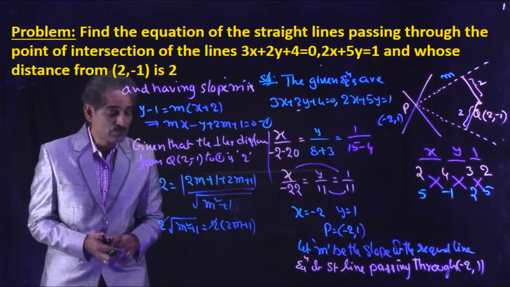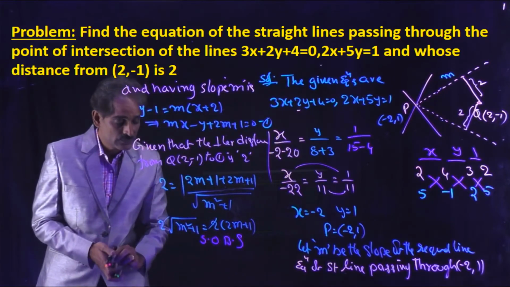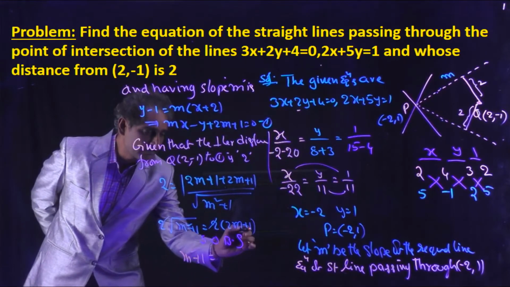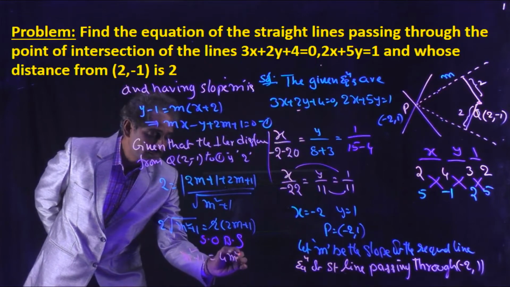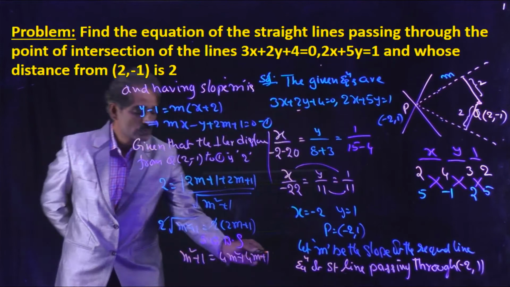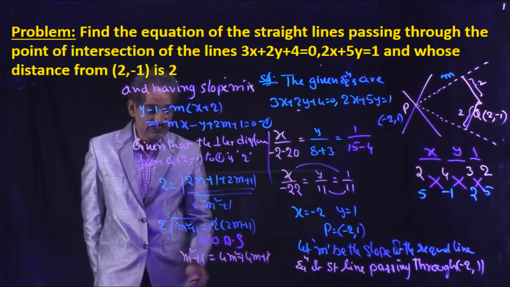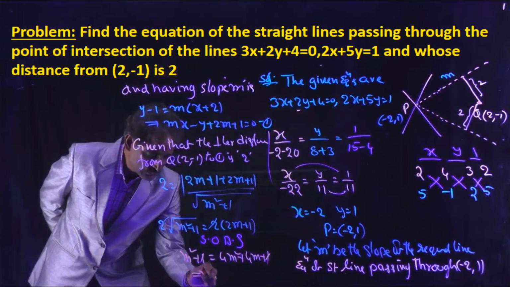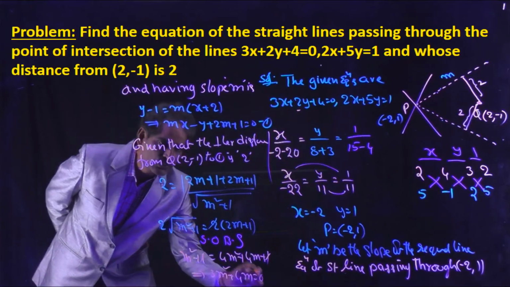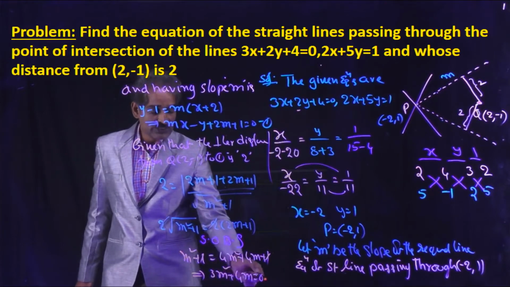So squaring on both sides, m square plus 1 is equal to (a plus b) whole square, 4m square plus 4m plus 1. So 1 will get cancelled. 4m square minus m square, 3m square plus 4m equal to 0. Now from this we can write m into 3m plus 4.